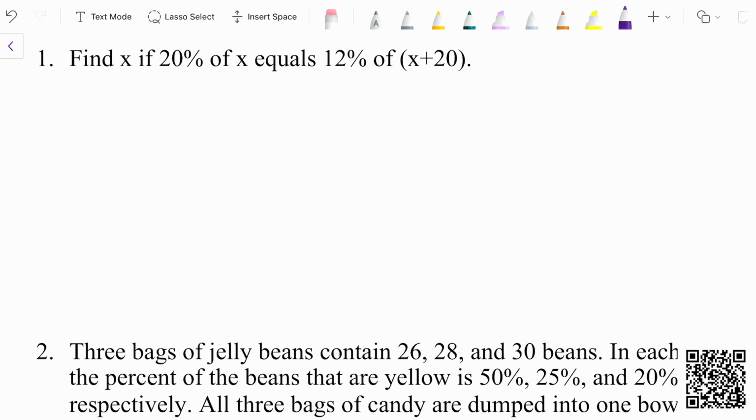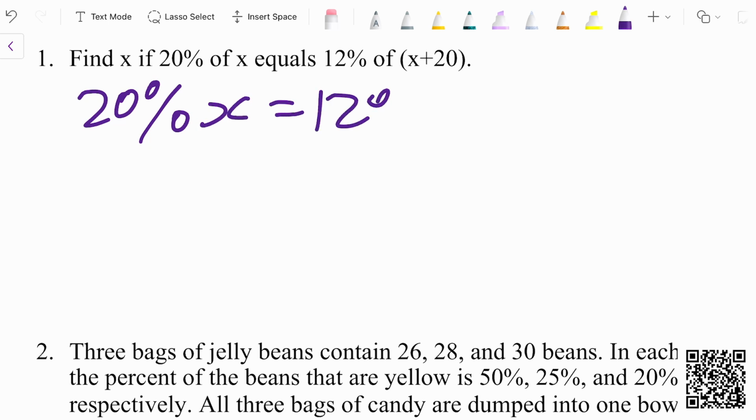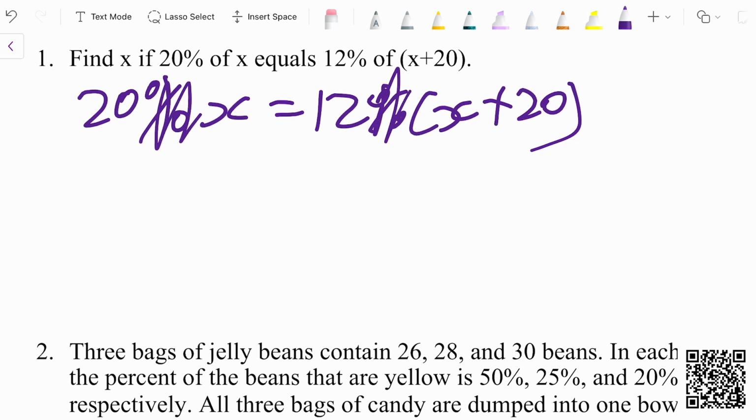Today's first question is, find x if 20% of x is equivalent to 12% of x plus 20. So basically here we can do 20% if we write our equation out. It would look something like this, or exactly like this, depending on if your handwriting is anything like mine. Anyway, so we can multiply both sides by 100 to get rid of this pesky little percentage here.